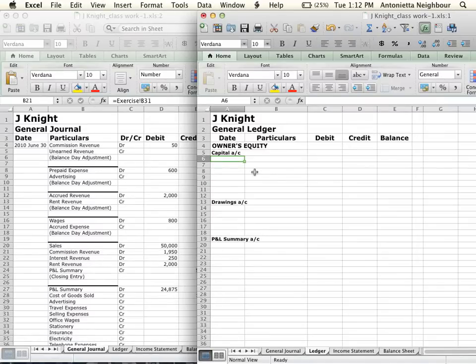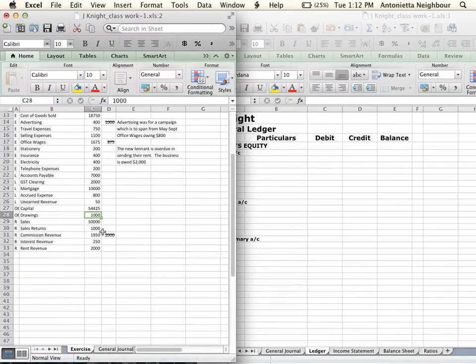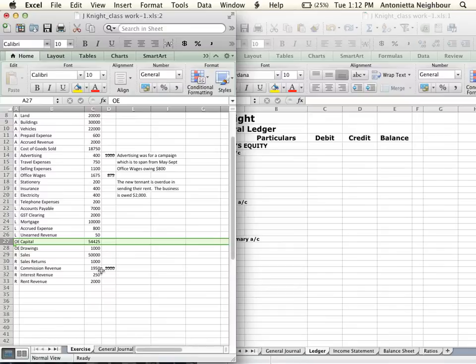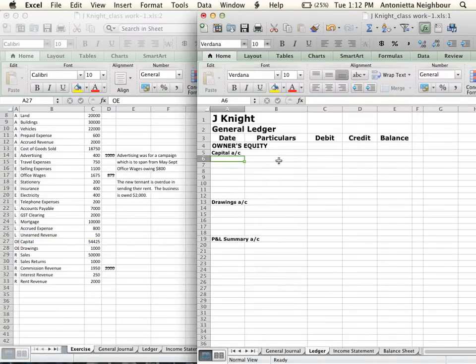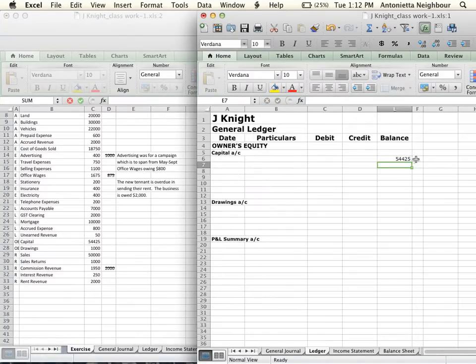Okay, the capital account and drawings account commence with a balance. The capital account starts with a balance, and if we go to the exercise spreadsheet, it tells me that on the 30th of June, the balance in the capital account was $54,425. So I need to record that in the ledger's account. So in the balance, I'm going to bring across the $54,425. Now it's a capital account, so that's going to have a credit balance.